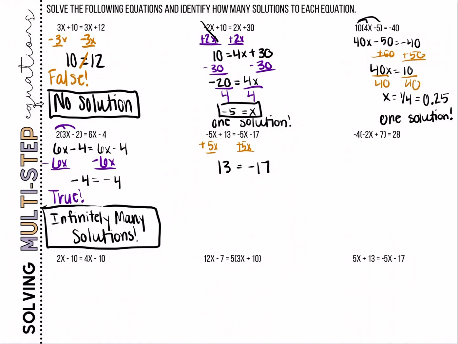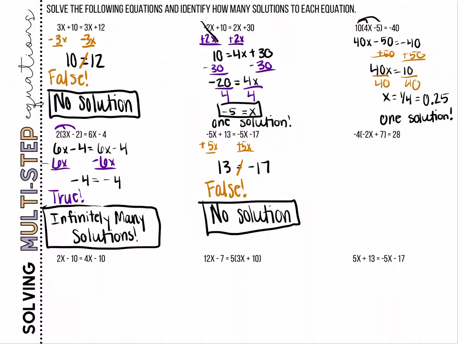Now, does positive 13 equal negative 17? No. So that's a false statement. So that means my conclusion, my answer, is no solution. There is no number that makes that work. Okay? So my answer is no solution. Okay, so now let's look at the next one.